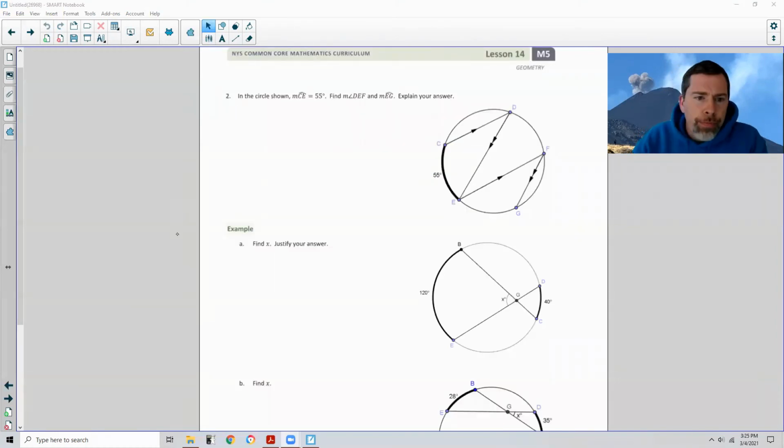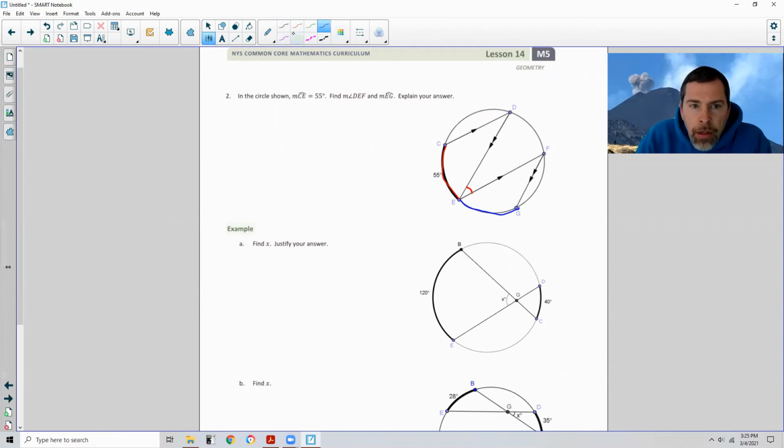Okay, page 2. In the circle shown, the measure of arc CE is 55 degrees. So let's label that. CE. Oh, they already did for us. I will color it red. There we go. CE is 55 degrees. Find the measure of angle DEF, which is right here, and the measure of angle or arc EG. So these are the two things we want to find. So I want to know what that measure is.